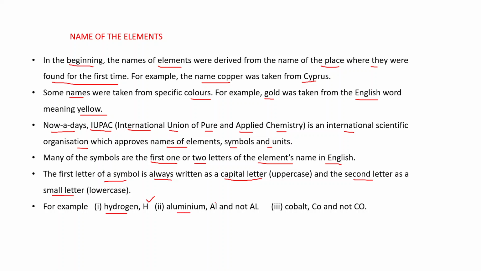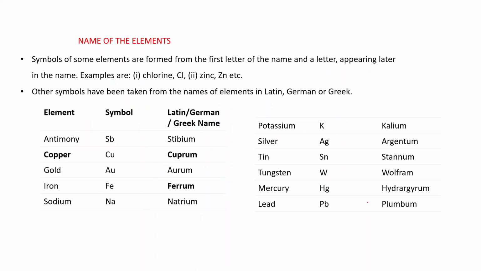Aluminium, a two letter symbol, A is capital and L is small. Don't write aluminium like this, it will be wrong. Okay. Cobalt, C is capital and O is small. But if you write both capital, this represents carbon monoxide. That's why take care when you write the symbols of these elements.